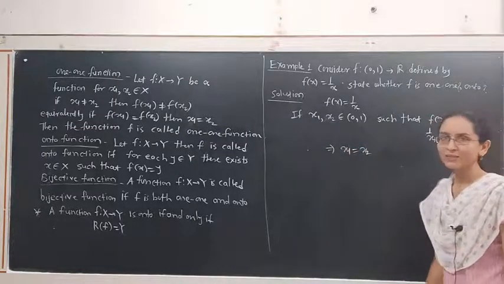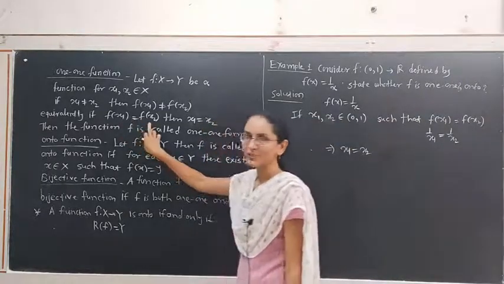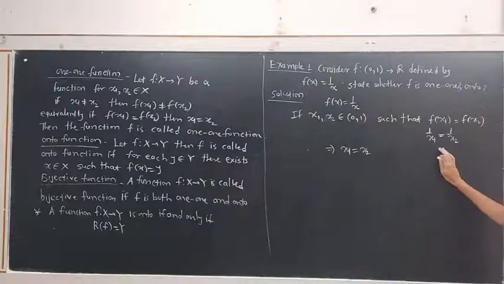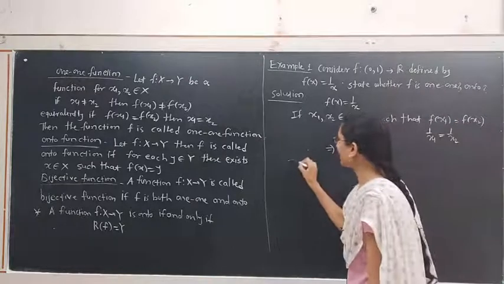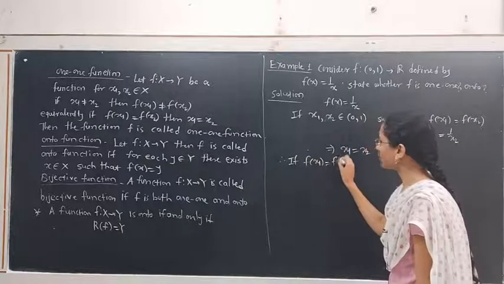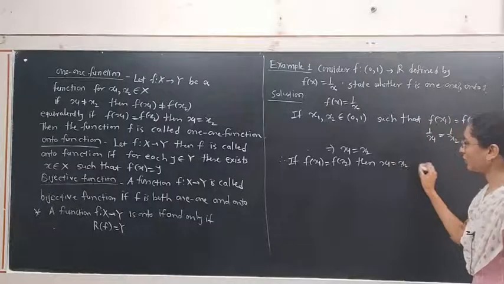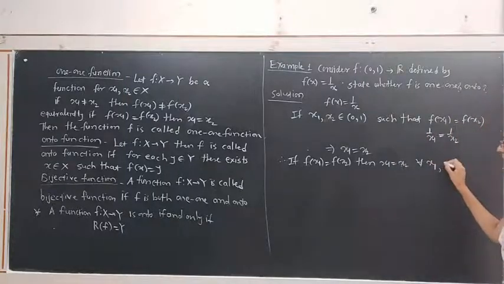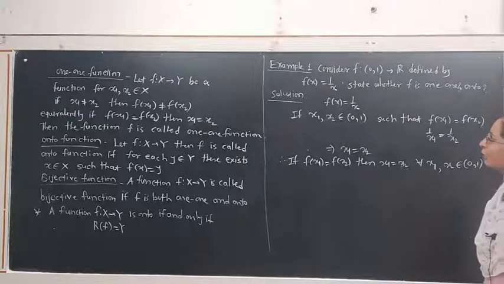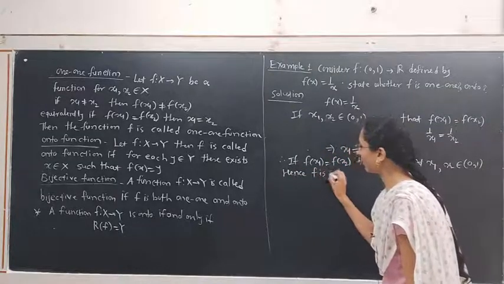Hence, the function f is one-one function, because what? See the definition. If f of x1 equal to f of x2, then x1 is equal to x2. This criteria is satisfied by the function f. Therefore, if f of x1 is equal to f of x2, then x1 is equal to x2. This is true for all x1, x2 belongs to open interval (0, 1), which is the domain of the function f. Hence, f is one-one function.